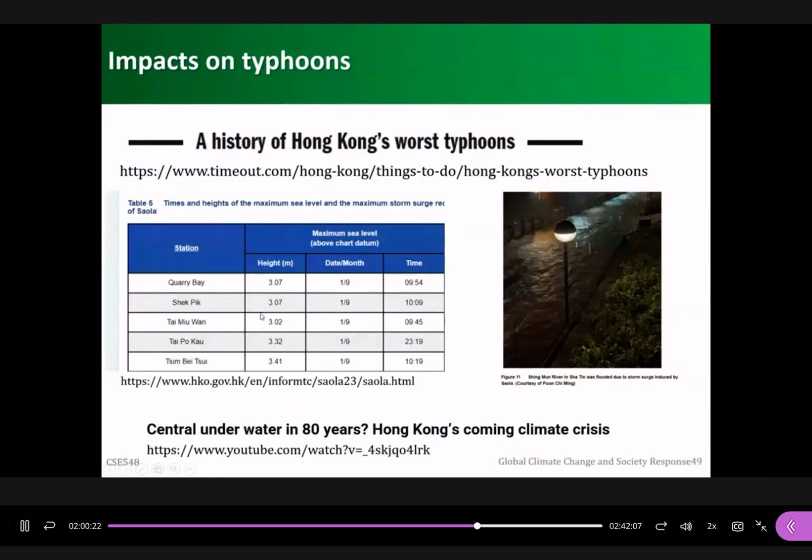This is also a signal 10 typhoon. The sea level rise, you can see, is around 3 meters. Actually, 3 meters is quite a large number because we are very close to the coastal region, close to the sea. So here is a figure to show the river in Shatin.